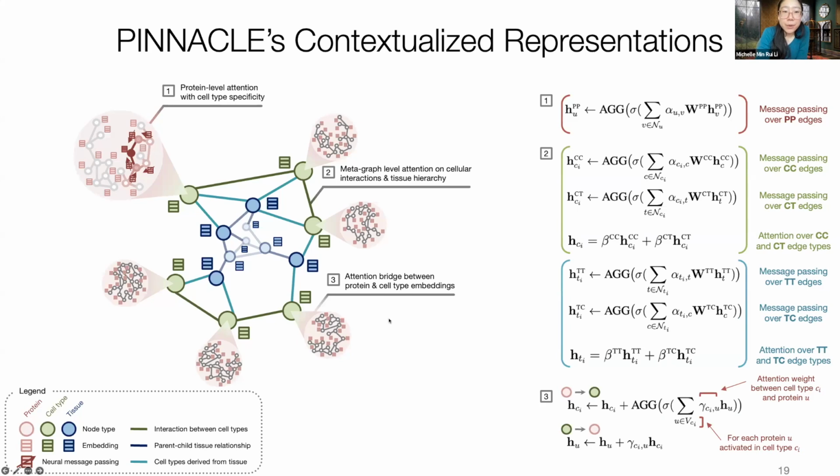Now, finally, you may have noticed that there are no edges between the proteins and the cell types. So to allow messages to be propagated between proteins and cell types, we have an attention bridge here called gamma. And this means that to learn a cell type embedding, we take an attention weighted average over the proteins that are activated in the cell type. And the same gamma is used to regularize the cell type specific protein embeddings.